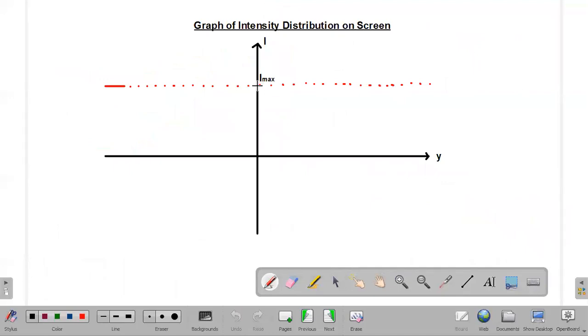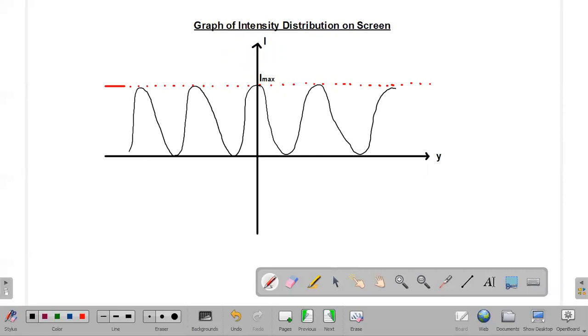The graph for intensity will be similar to that of a cos square function, which is easily available in your calculus books under the topic functions. From there, you can learn how to plot the graph of cos square functions. And this is something like this. The graph of cos square is something like this. Notice we have this maximum. Again, we have the maximum intensity. And this maximum intensity appears at regular intervals. It appears at the regular values of y.